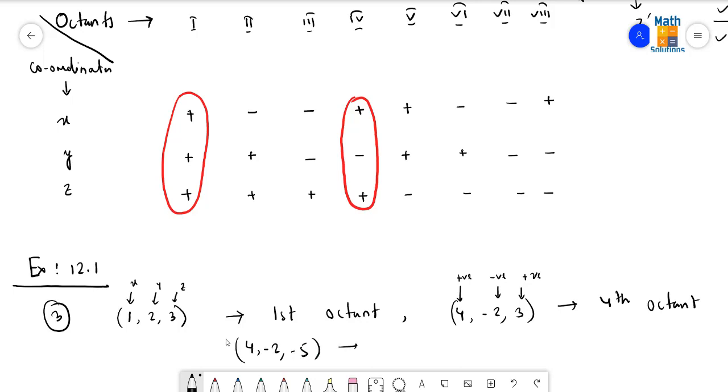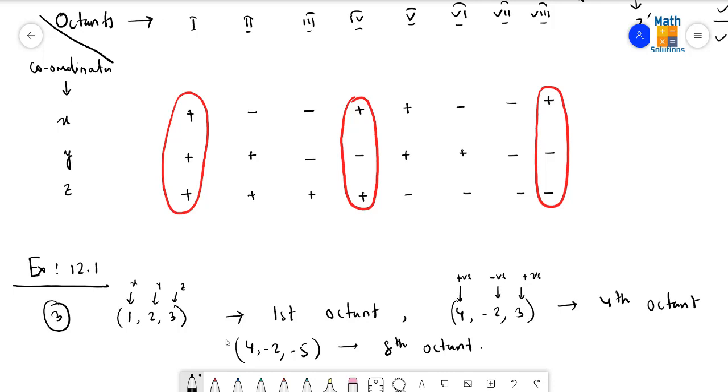It can be seen that it is lying in the 8th octant, because here in this case the first term is positive and the remaining 2 are negative. So the answer is the 8th octant. This is how the remaining points' positions can be determined.